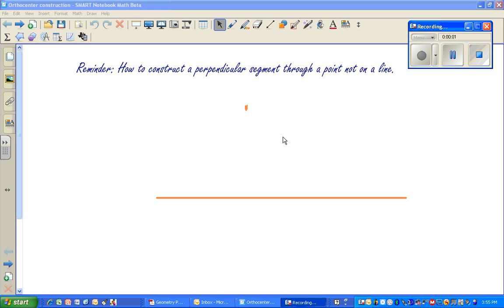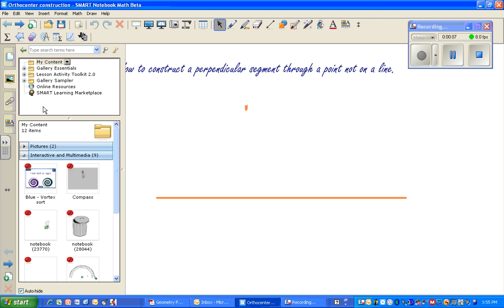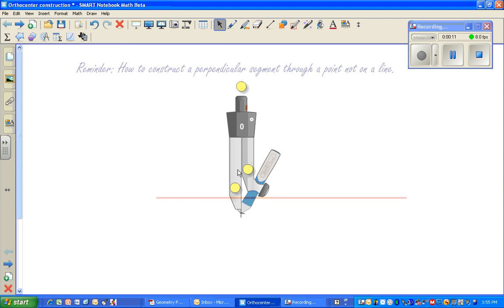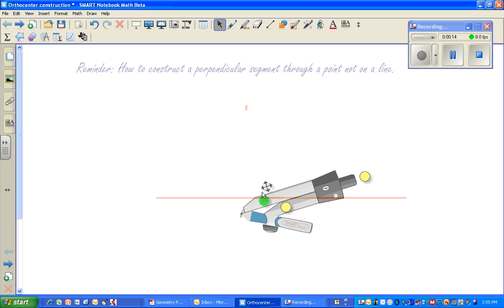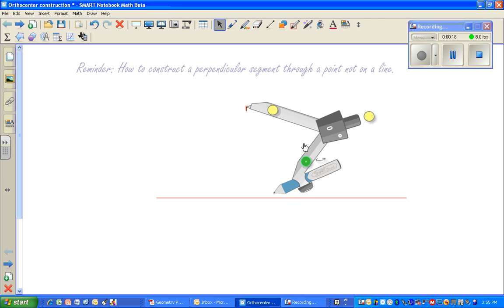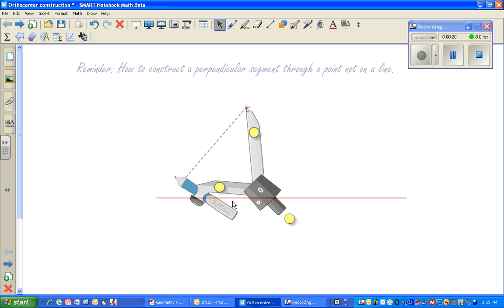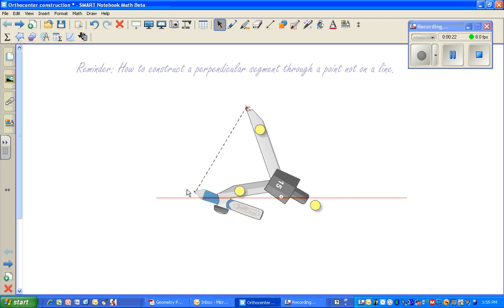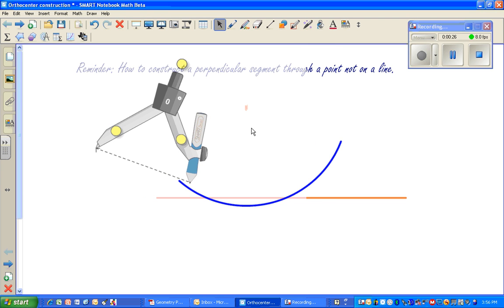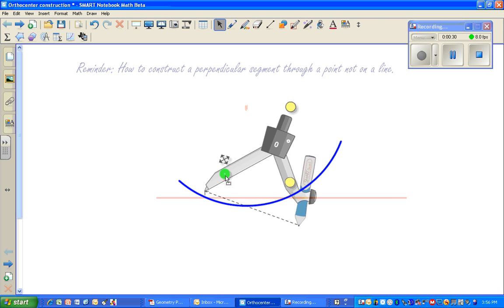How to construct an altitude, first we need to remember how to construct a perpendicular segment through a point not on a line. First thing you're going to do is take your compass and pivot on that point that's not on your line, and swing an arc that intercepts the line in two places. I'll call this the smile. What you've done is you've constructed a segment that's equidistant to that point that's not on the line.